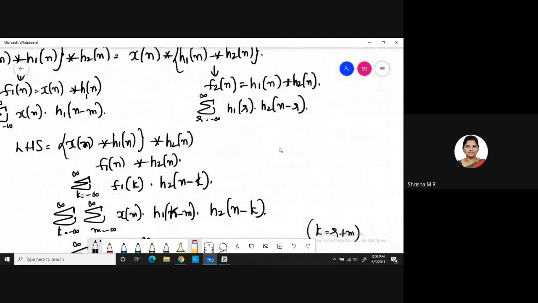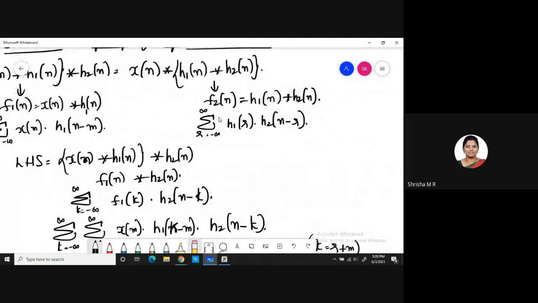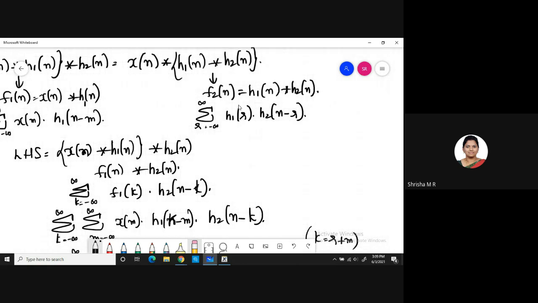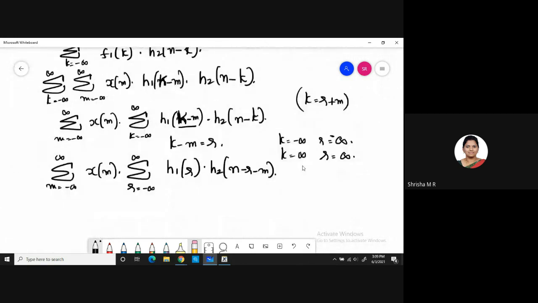Okay, f2 of n is summation r equals minus infinity to infinity h1 of r into h2 of n minus r. So if I take f2 of n minus m, wherever you have n, we replace it with n minus m. Okay, this is f2 of n.